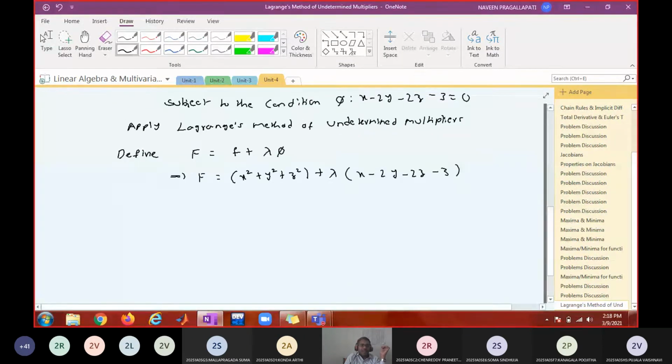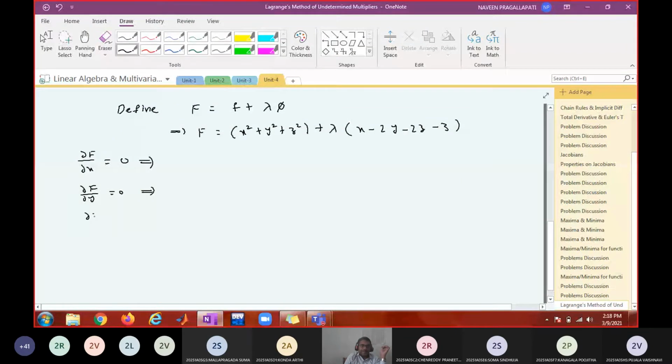Now find out your dou F by dou x equal to 0, dou F by dou y equal to 0, dou F by dou z equal to 0. What is dou F by dou x equal to 0? Differentiate this expression with respect to x and equal to 0. Please tell me, what is the partial derivative of capital F with respect to x?